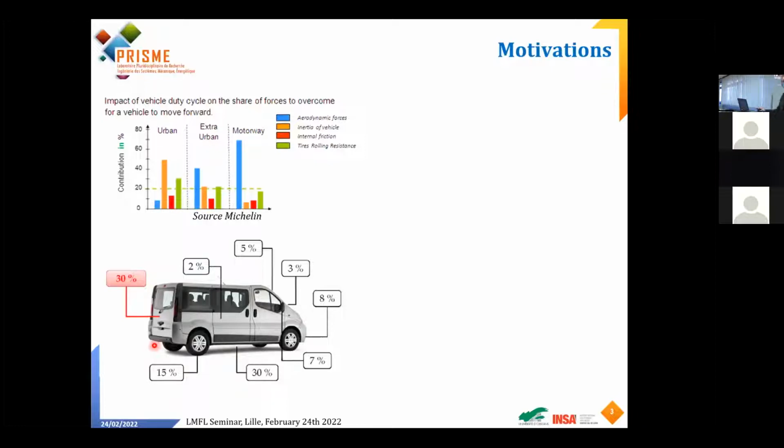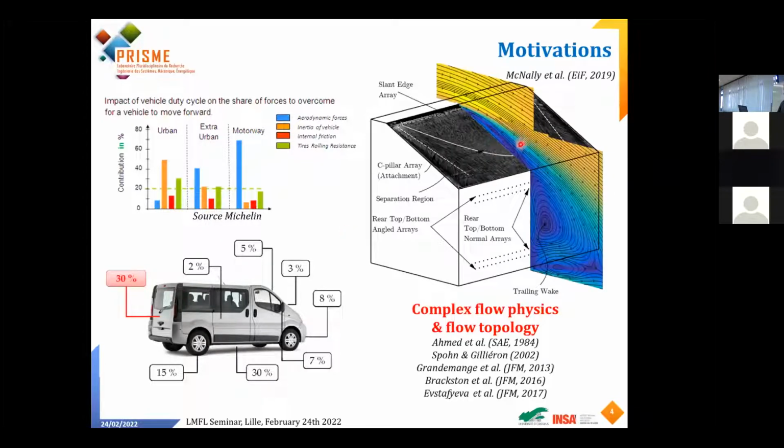And if you look at this one, then you can see that most of the drag, so most of this blue part here, comes from the back of a car. 30% is dedicated to this. And that's why we have focused a lot of attention on this part, so the near wake of the road vehicle. If we now look at the near wake of a road vehicle, so this is a simplified one.